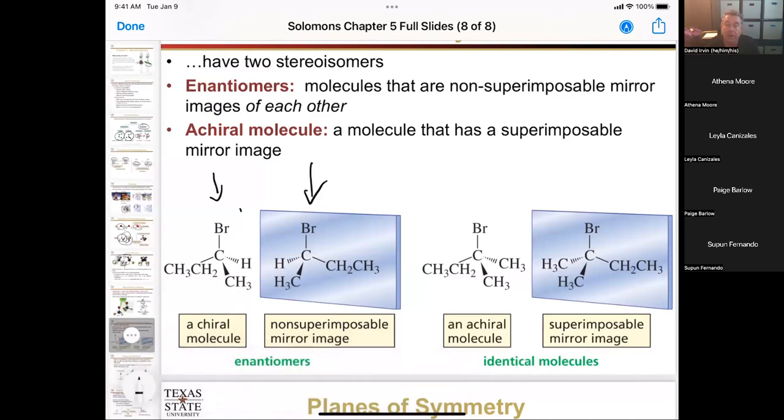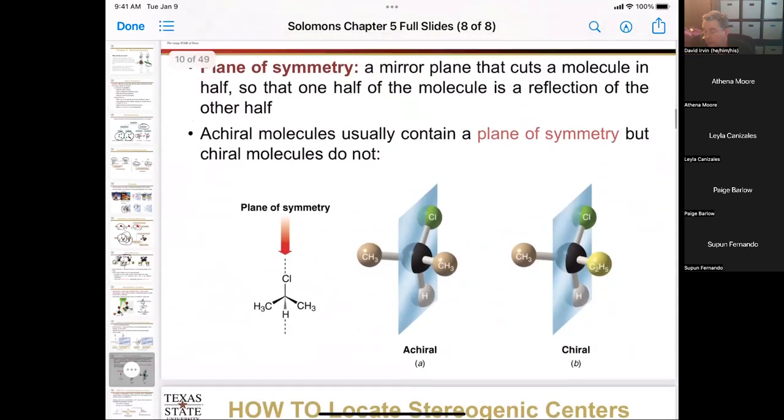Okay. Now, look here, we have 2 methyl groups here. That means when we rotate it around, they will be superimposable. It does not have 4 different things on it. It is not a chiral molecule. It does not have an enantiomer. Okay, it's the exact same molecule.